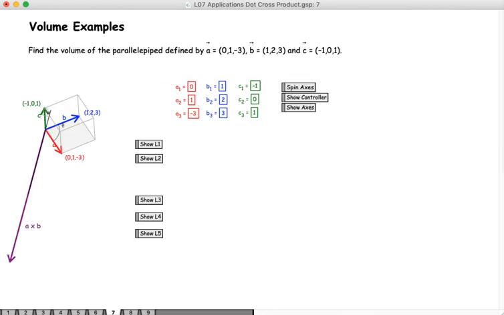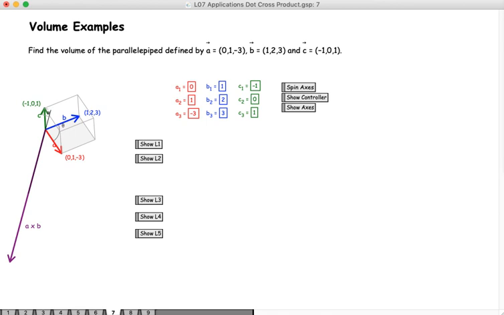So what we want to do now is find the volume of the parallelepiped that is defined by the 3 vectors. Vector A is 0, 1, negative 3, vector B is 1, 2, 3, and vector C is negative 1, 0, 1.